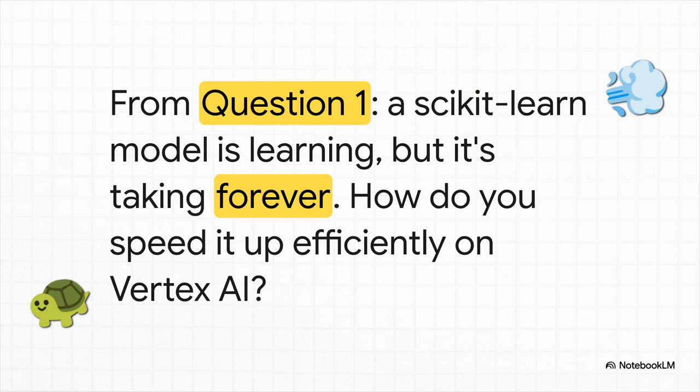Okay, but what if the opposite is true? The model is learning, it's just taking forever. This is another super common problem. Let's say your scikit-learn model is just crawling along. You've got to find a way to speed it up, and that's where something like Vertex AI comes in.